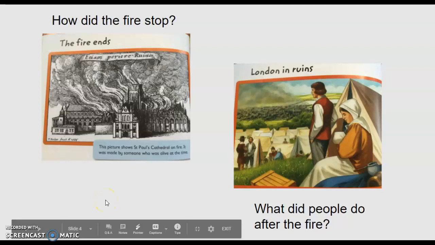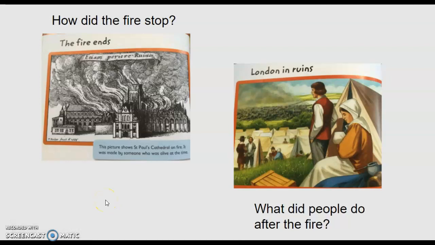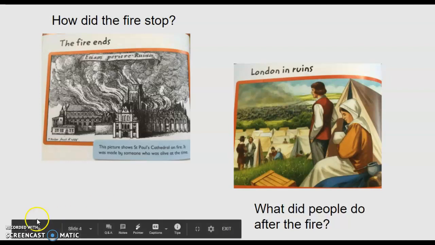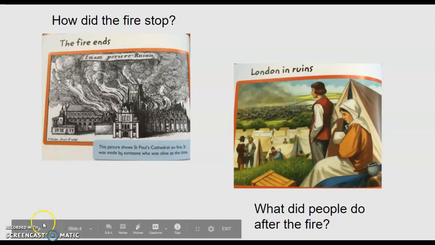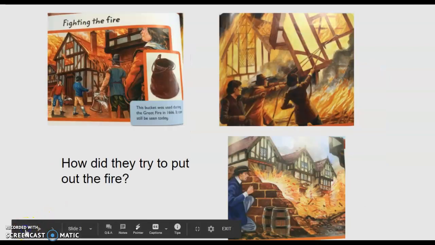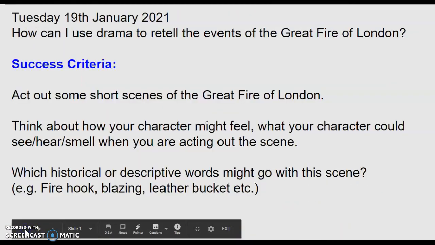Right, so I hope that helped you recap on the different events of the Great Fire of London. When I finish talking, this PowerPoint will be saved so that you can go back and look at the pictures, and this will help you when you're acting out your drama. So I'm going to go back to the first slide with the success criteria.